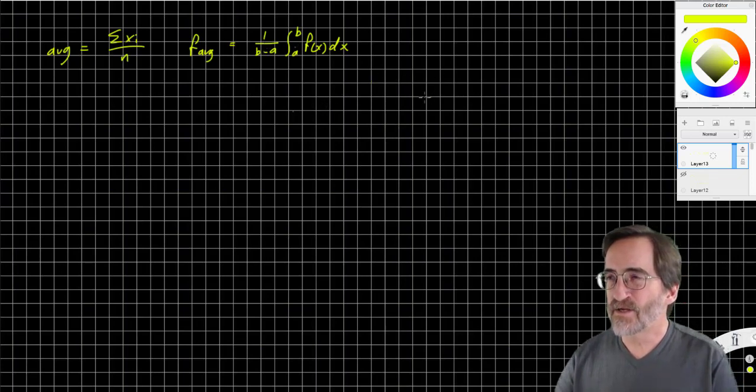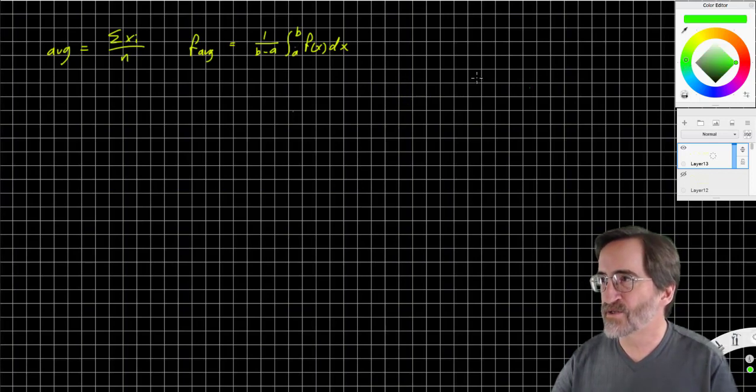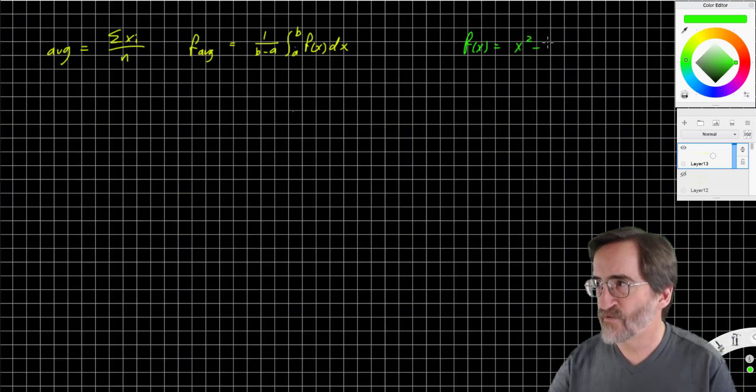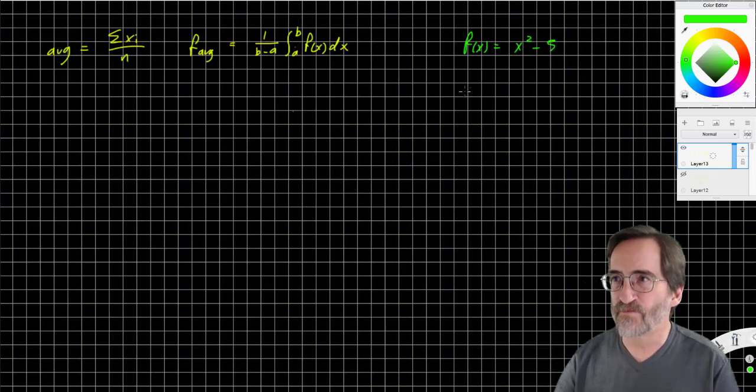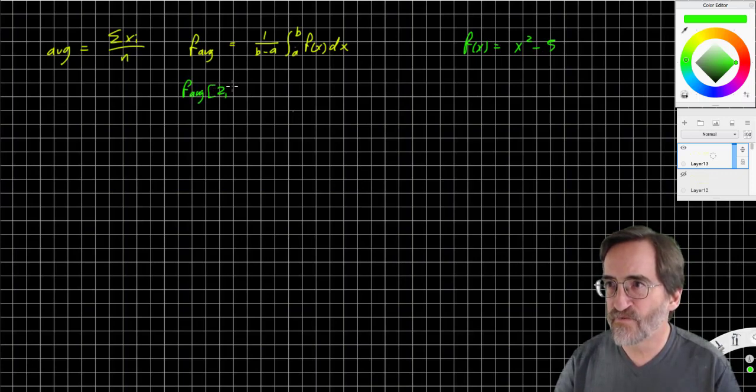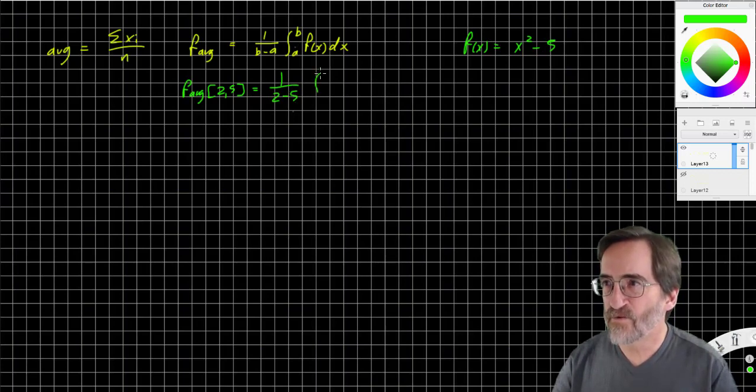Okay, so let's take a simple example here, and let's say f of x equals x squared minus 5. We'll keep it simple, hopefully. All right, and let's find the average value, f average, from 2 to 5. That would be 1 over 2 minus 5, times the integral from 2 to 5 of x squared minus 5 dx.